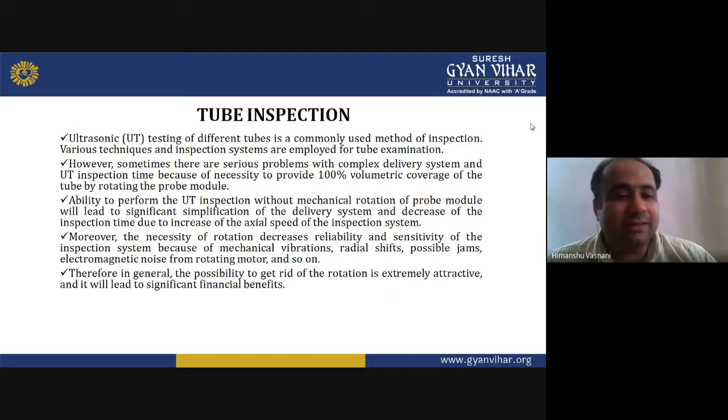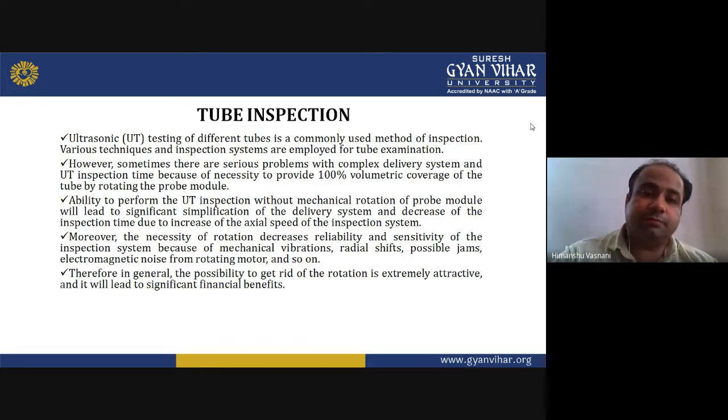Moreover, the necessity of rotation decreases reliability and sensitivity of the inspection system because of mechanical vibrations, radial shifts, possible jumps, electromagnetic noise from the rotating motor, and so on. So in general, the possibility to get rid of rotation is extremely attractive, and it will lead to significant financial benefits. So this is how they go for tube inspection.